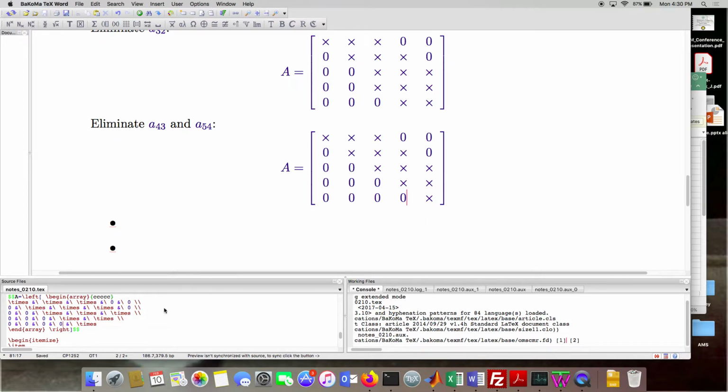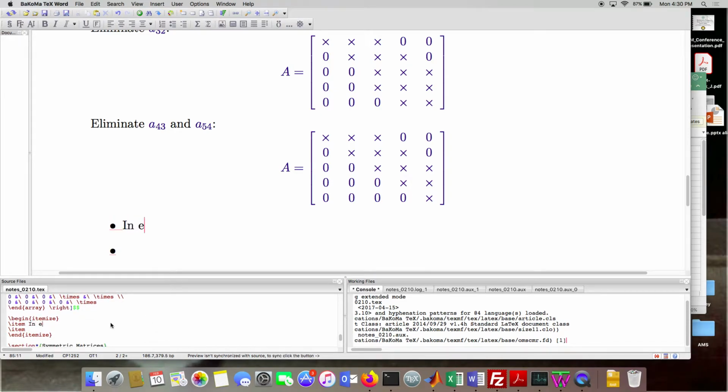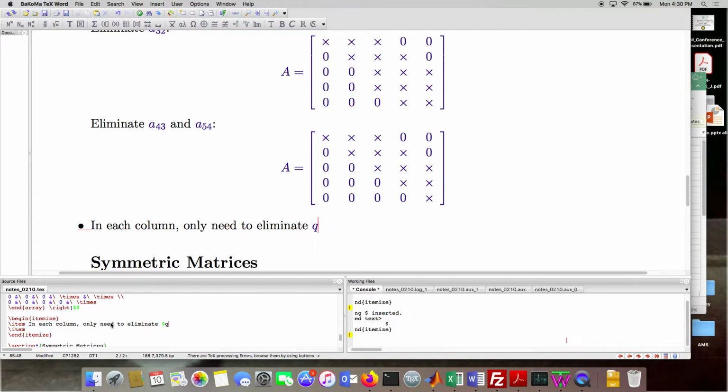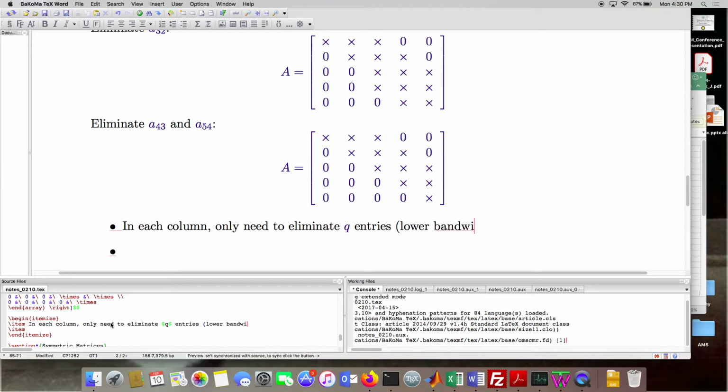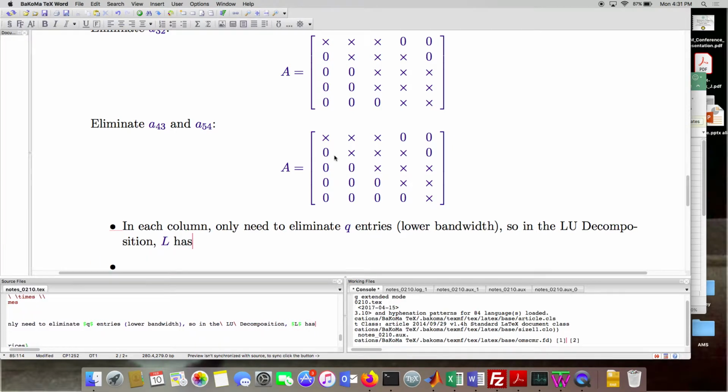So what we can say is, in each column, we only need to eliminate Q entries, whatever the lower bandwidth is. So as a result of that, in this case, we only had one multiplier per column. So in the LU decomposition, L, which is a unit lower triangular matrix, has lower bandwidth Q. So the bandwidth of L matches the bandwidth of the original matrix A.